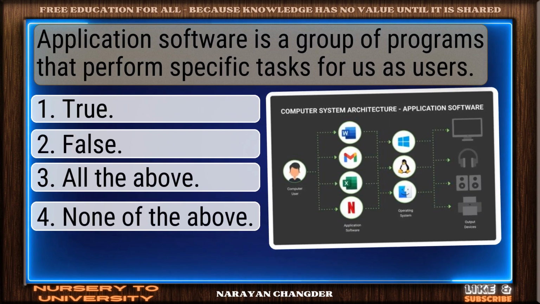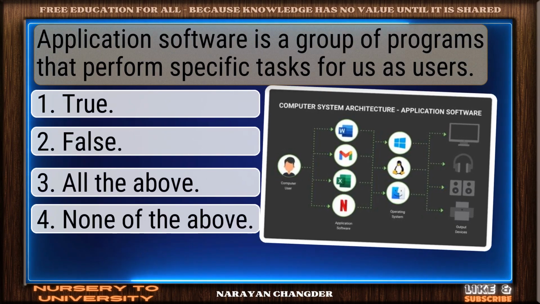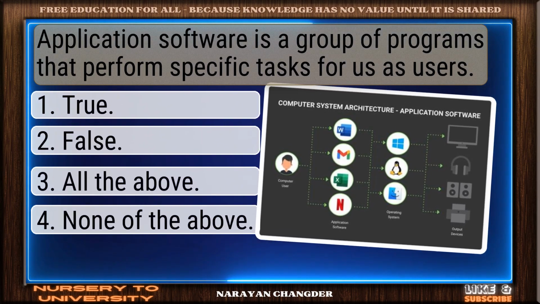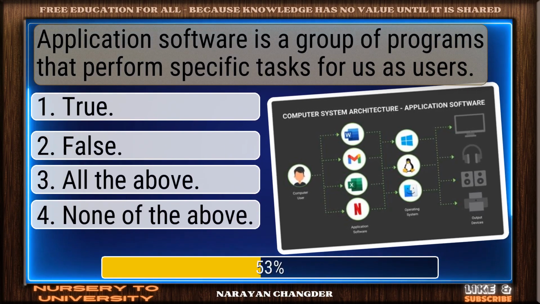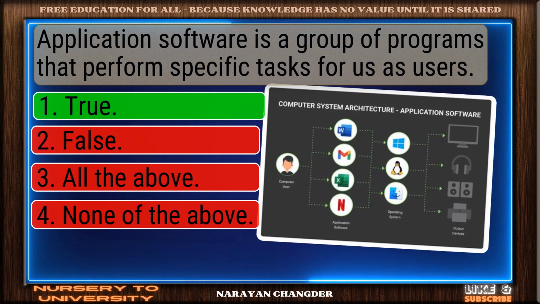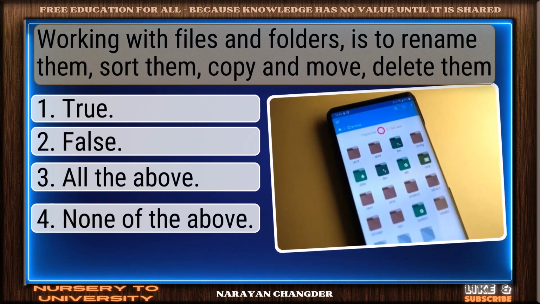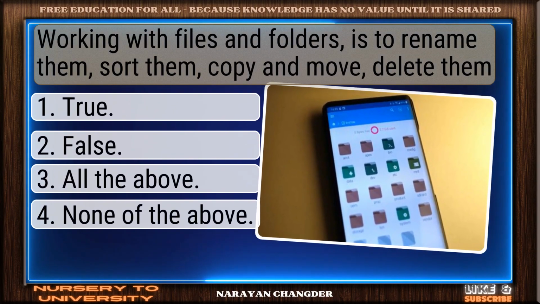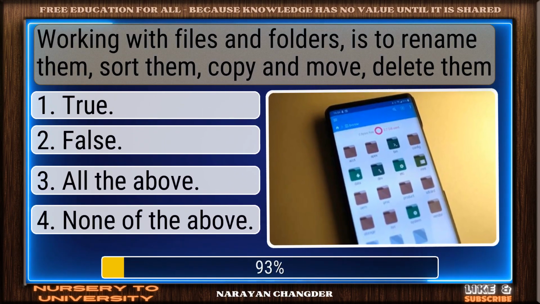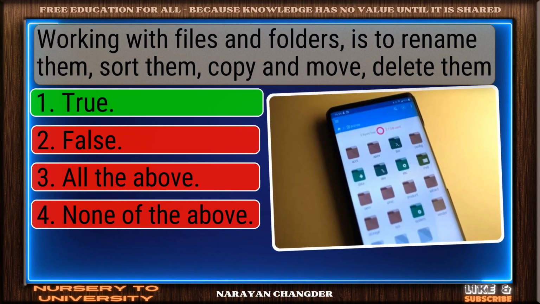Application software is a group of programs that perform specific tasks for us as users. Bravo. True is the answer. Working with files and folders is to rename them, sort them, copy and move, delete them. Nice selection. True is correct.